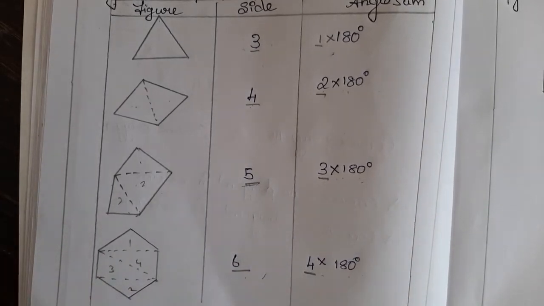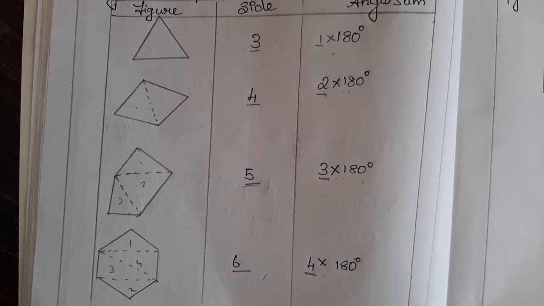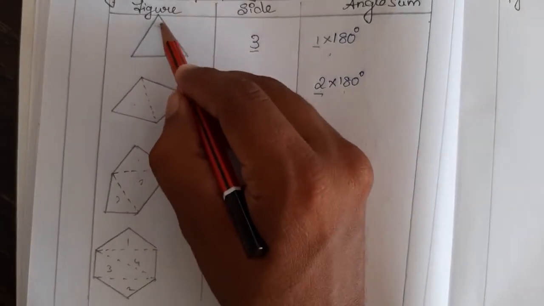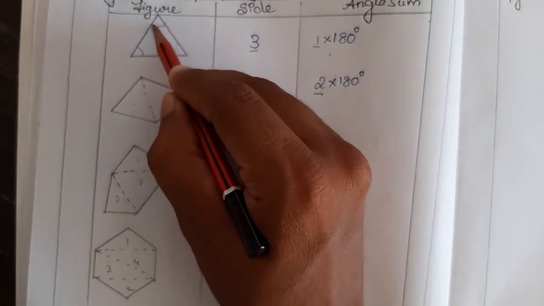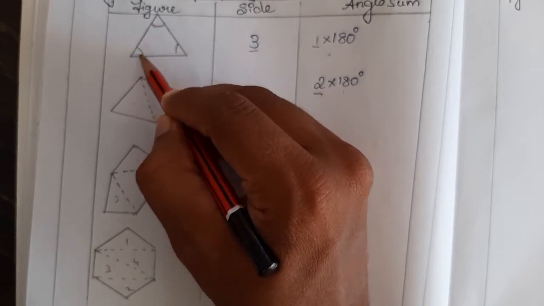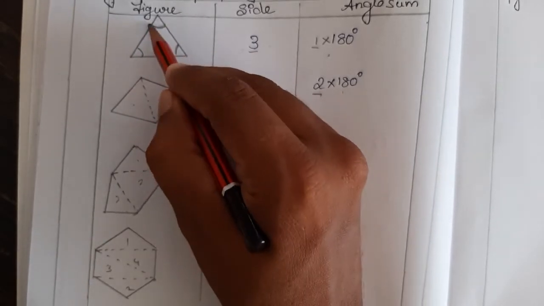So what are the figures? If we are given a figure with n number of sides, n means how many sides? 1000 sides are given. 1000 minus 2 is 998. So 998 into 180. That will be the angle sum property. The total angle of the figure, inside the figure, right?